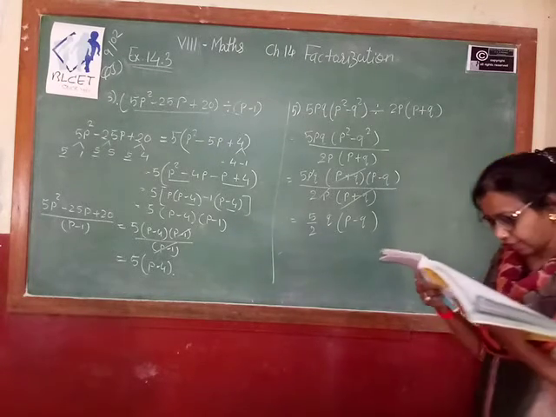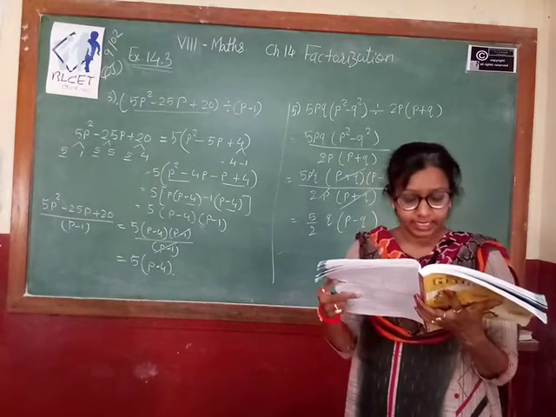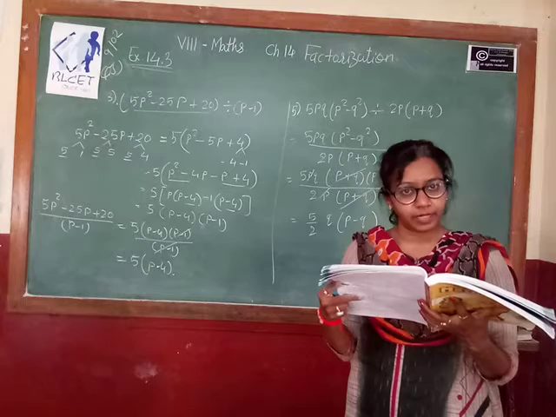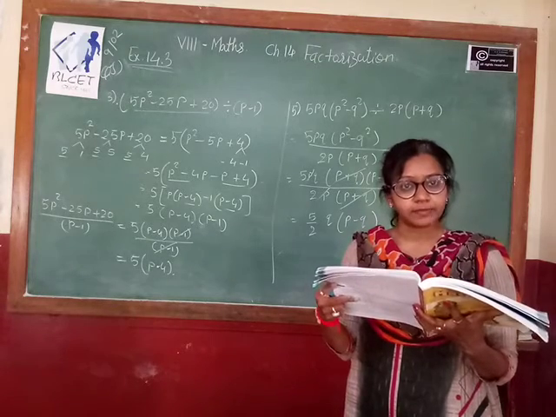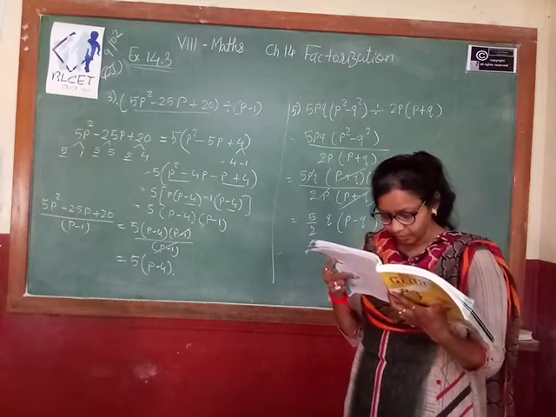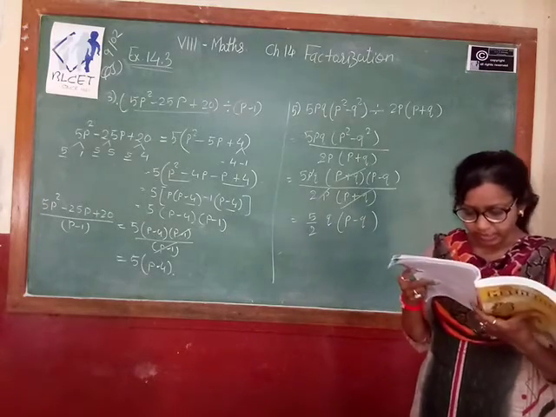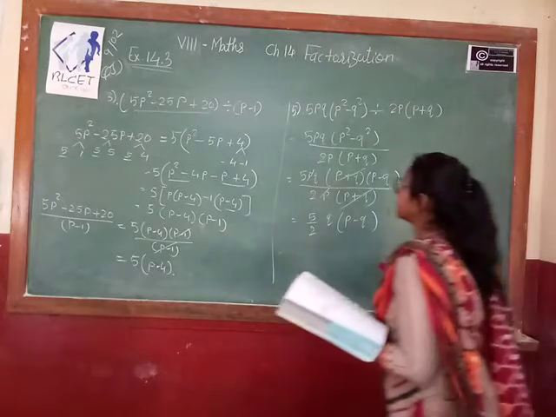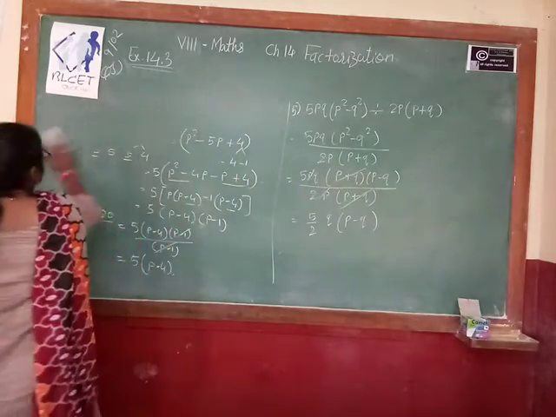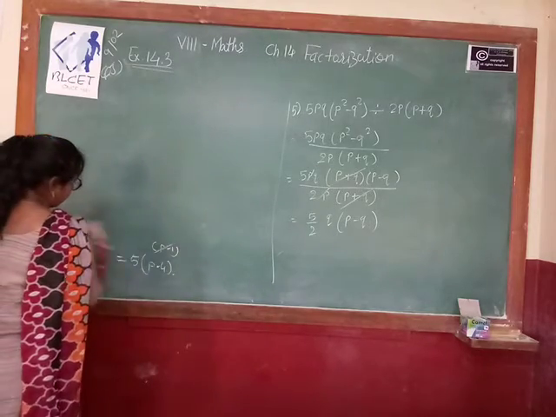6th question, same way, you have to solve 9x square minus 16y square. You have to find the factors of that, that is 3x plus 4y and 3x minus 4y. So one 3x plus 4y will get cancelled. Okay, so that you try to do by yourself. Now see the 7th question. How to solve the 7th question?